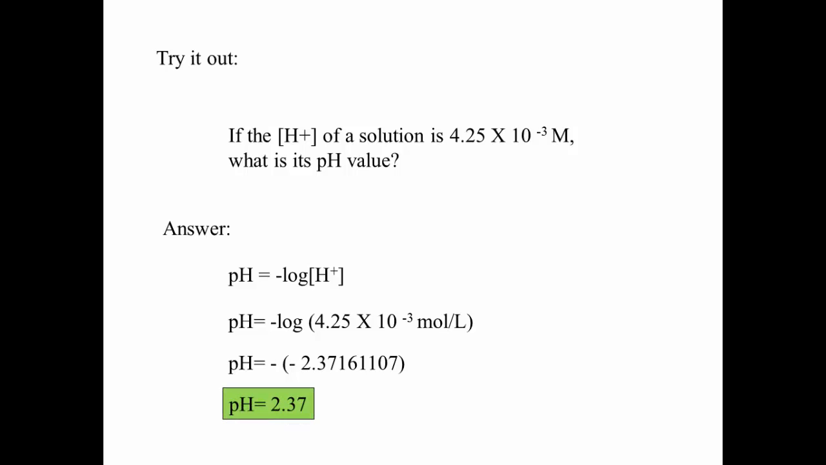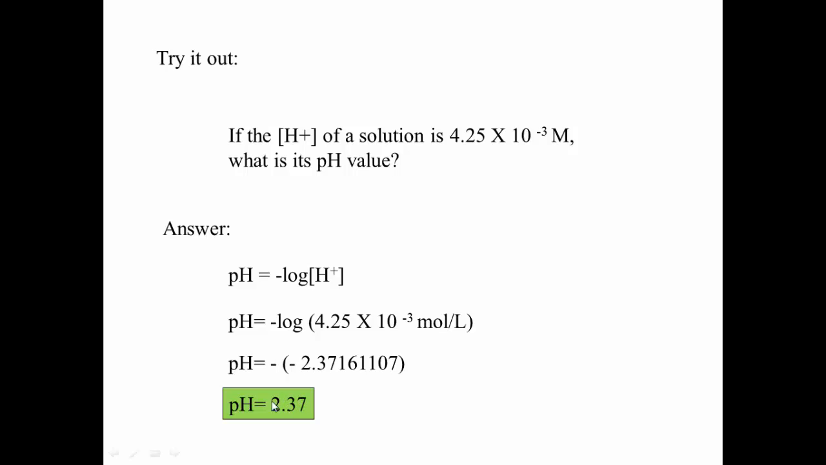And if we look at the number of significant figures in the original problem, 4.25, we need to round off to 3 significant figures. So you should have 2.37 as your answer for the pH.